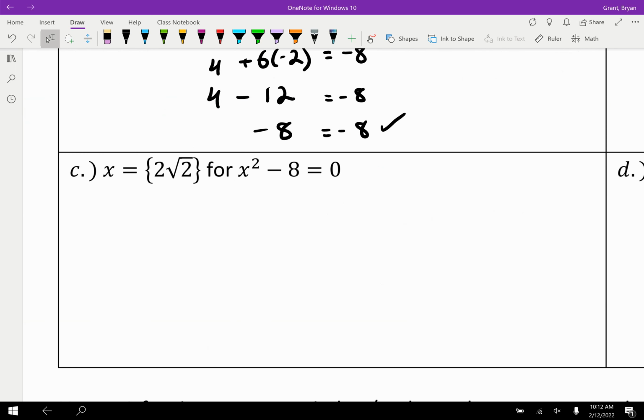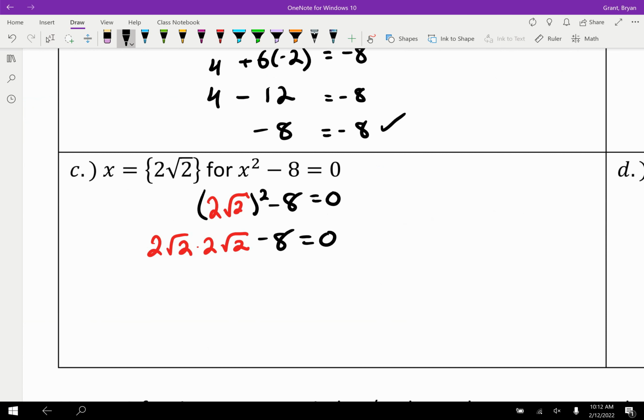x equals 2 square roots of 2 this time. Okay, so we have the square minus 8 equals 0. Need a little bit more space here. A couple ways to do this problem. Go the long way first and then give you a shortcut. 2 square roots of 2 squared means do 2 square roots of 2 times itself. And then don't forget that cute little minus 8 that's hanging out over here.